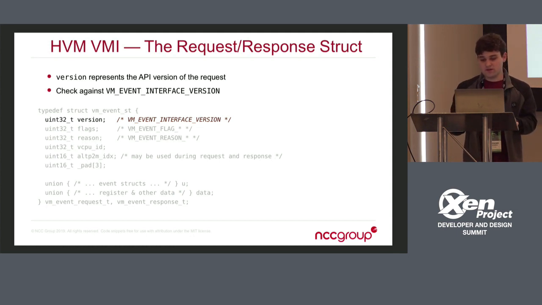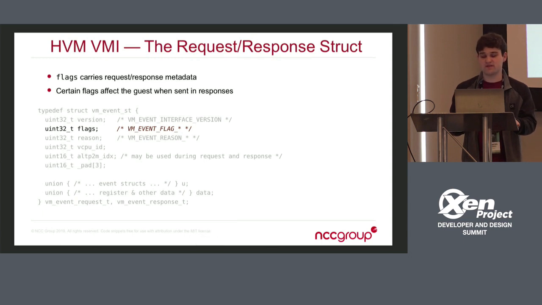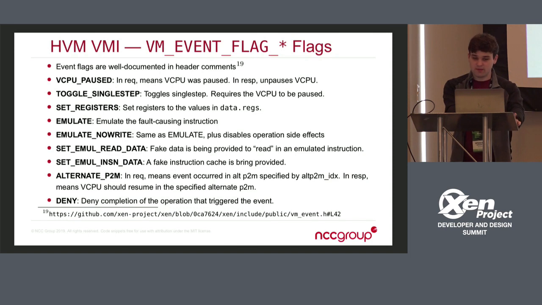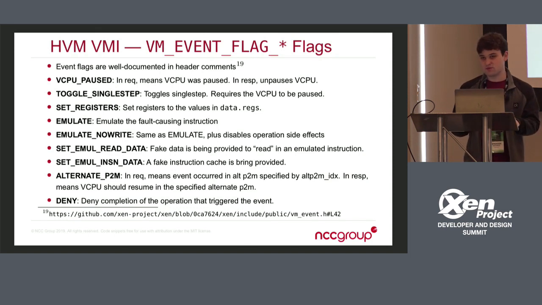So version, we know already, that's just the API version of the request. Flags is where it gets interesting. It basically carries metadata about the other data that is contained in the response or request, and basically some flags, if you send them in the response, will cause Xen to perform operations on the guest. Here's a list of flags, just some examples. Toggle single step, if sent in a response, will cause Xen to flip the single step state on the guest.